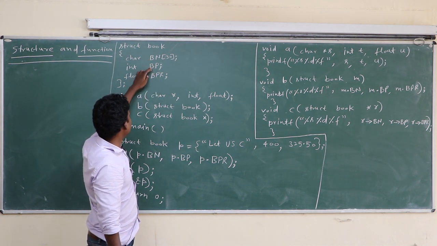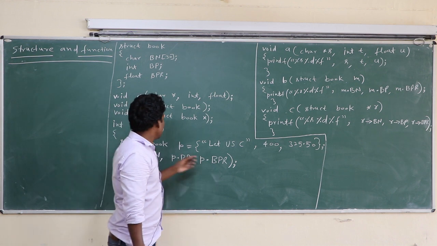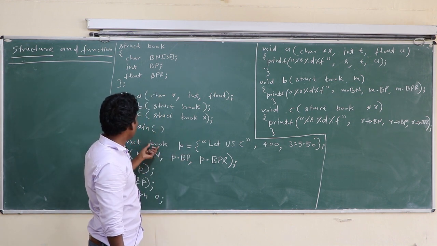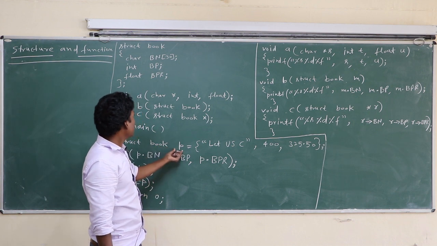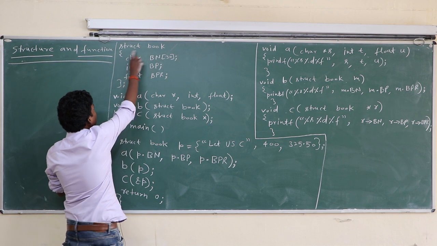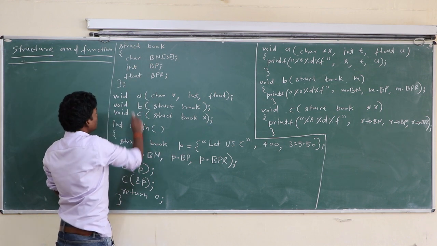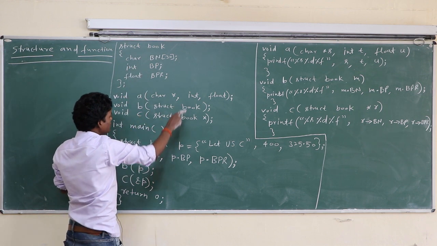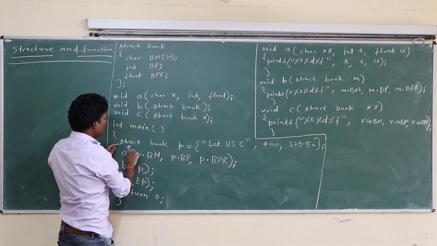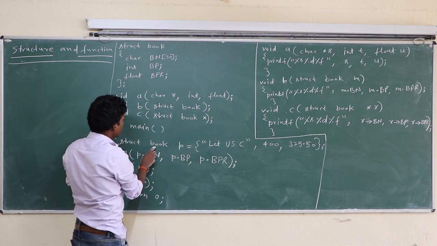So basically these are the variables. Class, struct book P. Okay, P is a variable of this structure. This is visible for all functions, so we can use it in any function in the program. In the main we are using struct book.